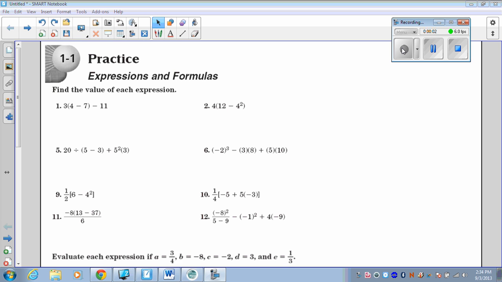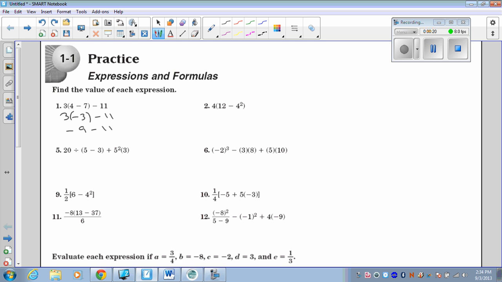Alright, so here's a step-by-step tutorial on how to do the homework for tonight. This is Tuesday, the first day of school, September 3rd. These first ones should be pretty straightforward. Order of operations, you gotta do what's inside the parentheses first. 3 and negative 3 makes negative 9, minus 11 is negative 20.